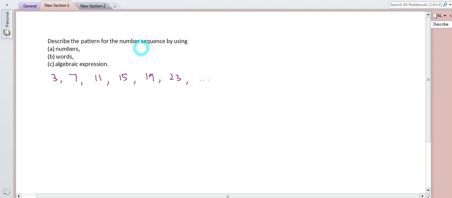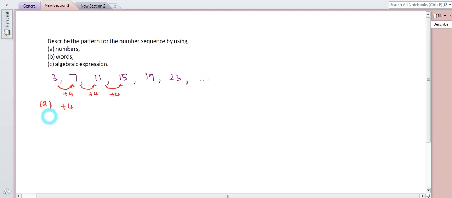Describe the pattern for the number sequence by using numbers, words, and algebraic expression. So we have a number sequence here. We need to describe it using three ways: numbers, words, and algebraic expression. We go to number first. From here, you know this is plus 4, right? So plus 4, keep on adding 4 to the previous term. So if you want to describe it by number, very easy, plus 4.